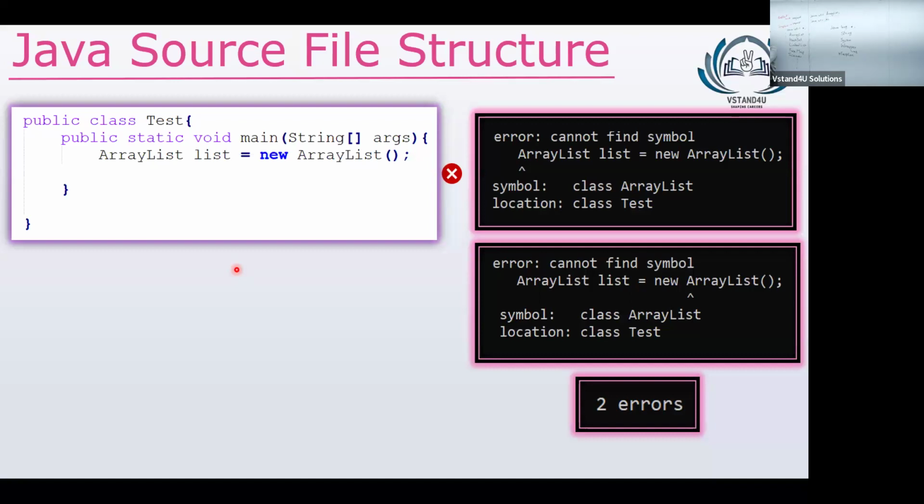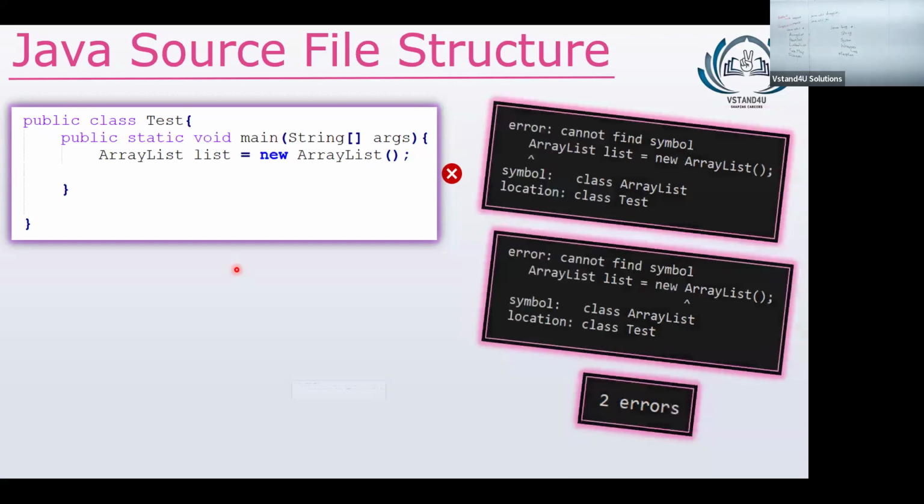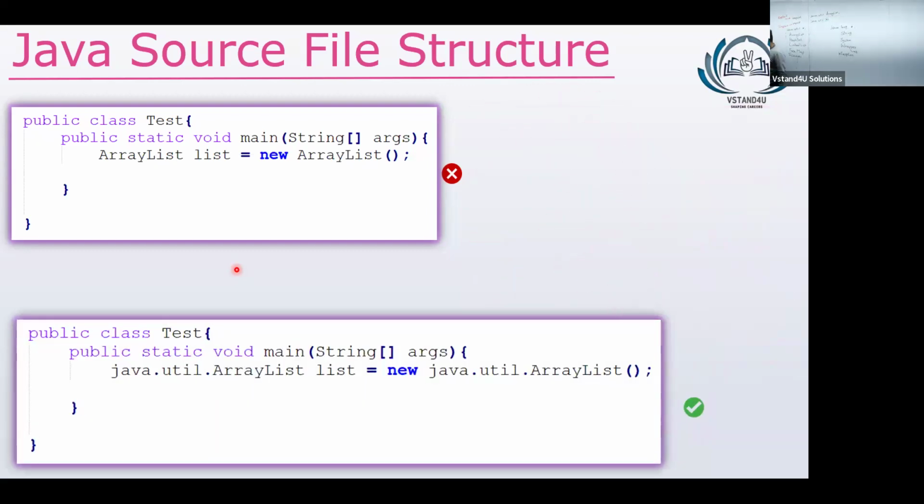Now pay attention. In this way, there is no import statement written. If I would have written an import statement before the class definition for ArrayList, it would work fine. Moving forward. This is also a recommended way. If you see java.util.ArrayList, wherever I'm using ArrayList, I'm writing java.util.ArrayList. This also is a recommended way. You can write it this way.